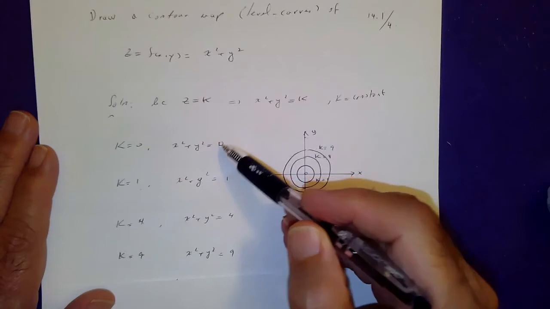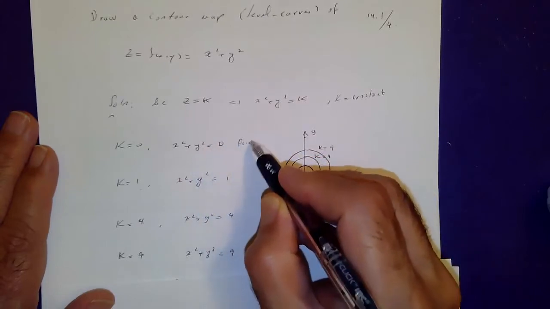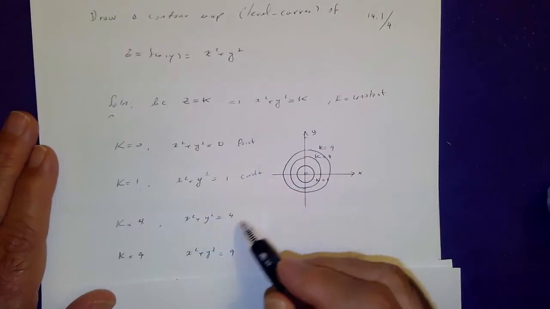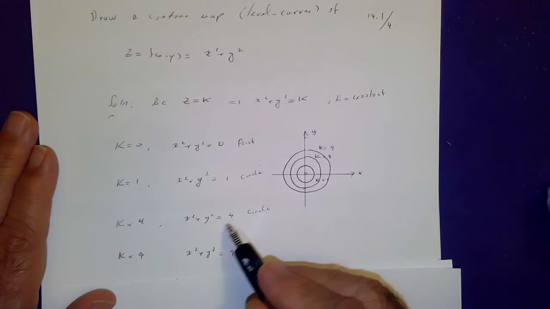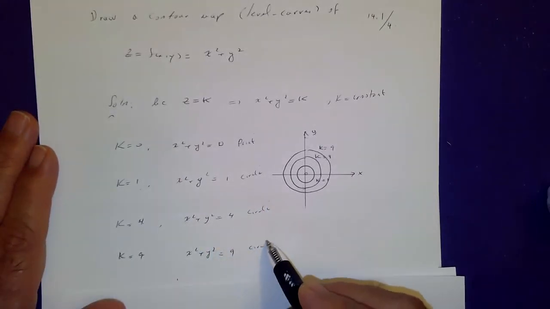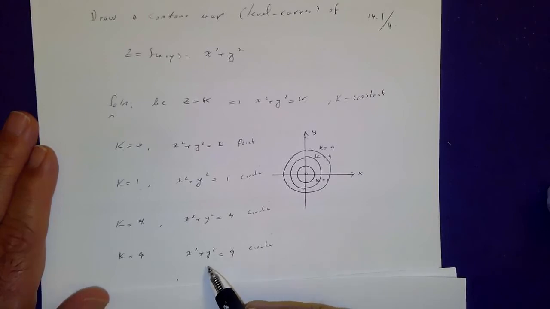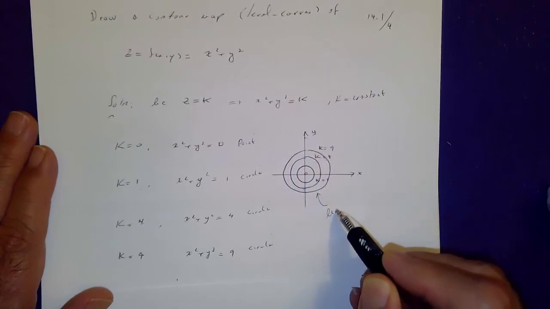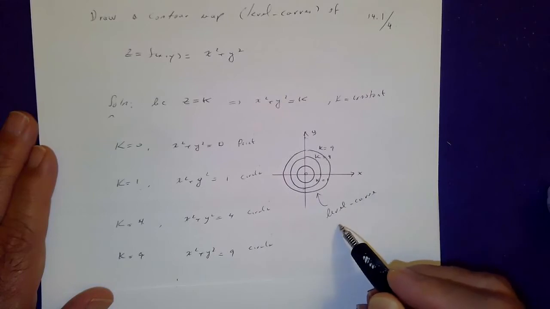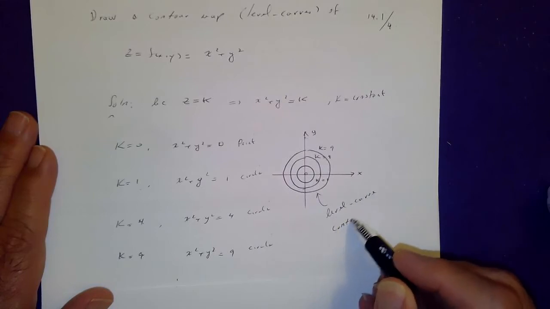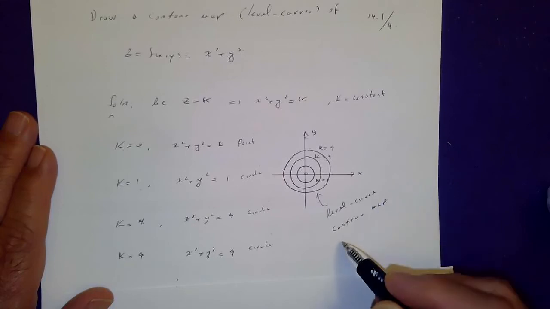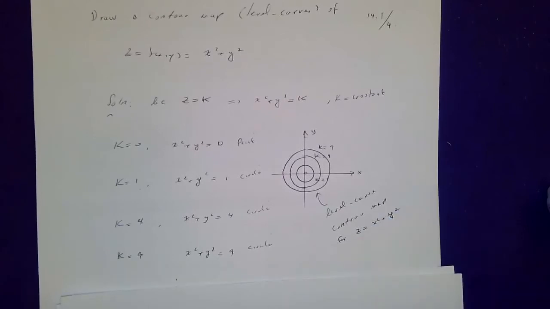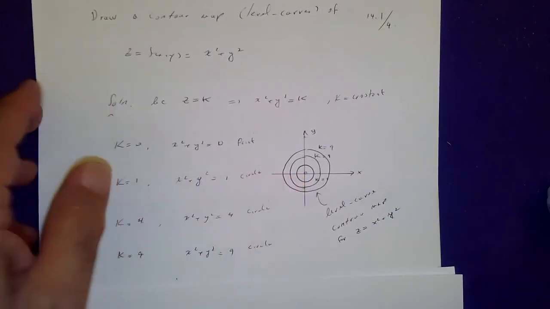When I do, I get this equation, whose graph is a point. This one is a circle with radius 1, center at 0, 0. This one is also a circle with radius 2, center at 0, 0. This one is a circle with radius 3, center at 0, 0. So if you graph this, these are called level curves. Do you see it? Or we can also call this the contour map for z equals x squared plus y squared. So this is how the contour map looks.